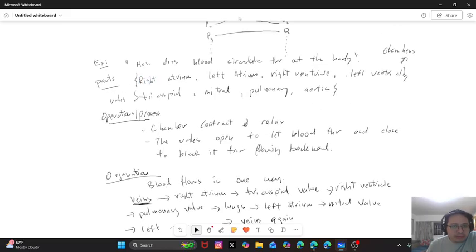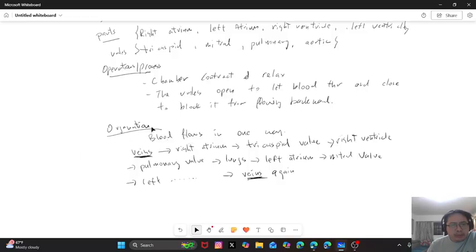You look at the system through its parts. What are the parts involved? In this case, these are the chambers and the valves. And then what are the operation processes? Well, the chambers contract and relax, and the valves open and let blood through and close to block it from flowing backwards. And then you have the operation that really explains the phenomenon of why blood circulates, where blood flows in one way: you start from the veins and go to the right atrium, and then so on, all the way to the veins again, and you can see how the blood flows in one way.